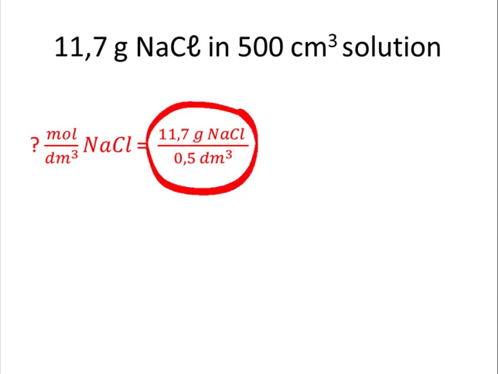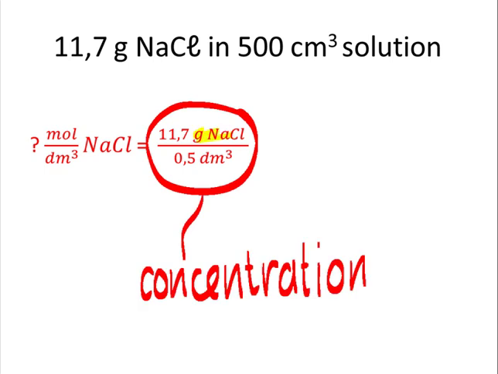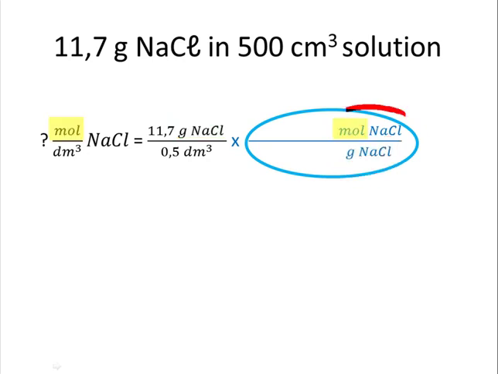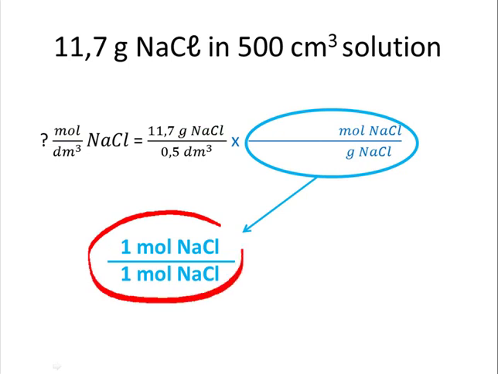So we have the concentration already, but its unit is grams of solute, sodium chloride, per decimeter cubed of solution, whereas the standard format of concentration is moles of solute per decimeter cubed of solution. So what we really need to do is to convert this grams of sodium chloride into an equivalent amount of moles. So we multiply this by a unit factor with grams of sodium chloride at the bottom and moles of sodium chloride at the top, where both top and bottom refer to a mole of sodium chloride.